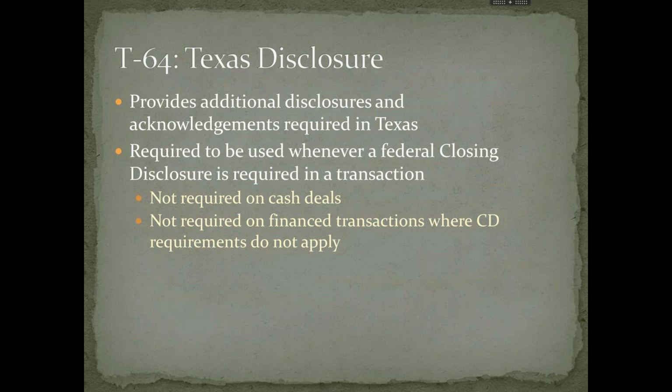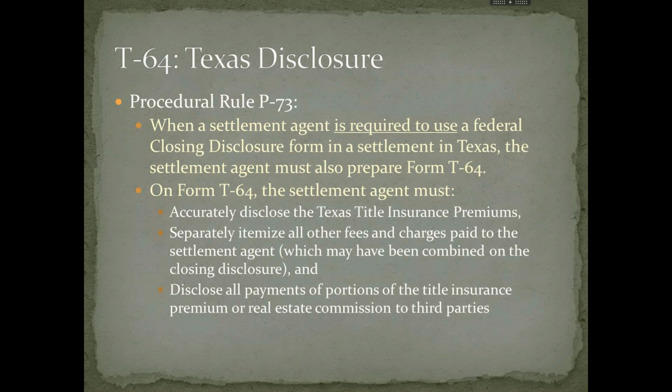And the Texas disclosure is not required on finance transactions where the closing disclosure requirements do not apply, right? So if it's a hard money lender that originates less than 4 loans a year, they're not required to use a CD per the CFPB regulations and TRID regulations. So the Texas disclosure, again, is pretty congruent with procedural rule 73.